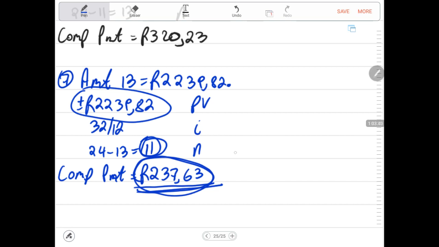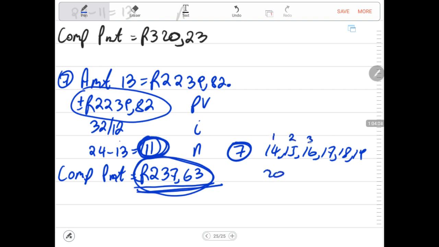That means what do we amort? We amort 7. Are we clear with that? We amort 7 because we have 11 remaining payments. They are starting when? In month number 14. So now we are saying 14, 15, 16, 17, 18, 19, month number 20, which is 1, 2, 3, 4, 5, 6, 7. This is very important to note.